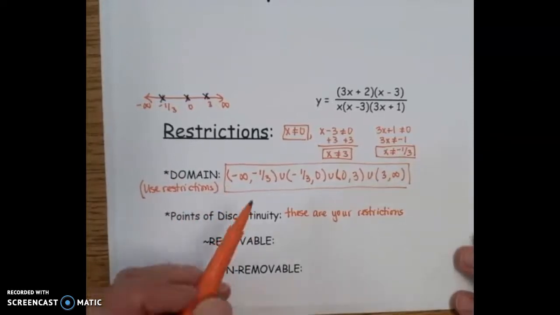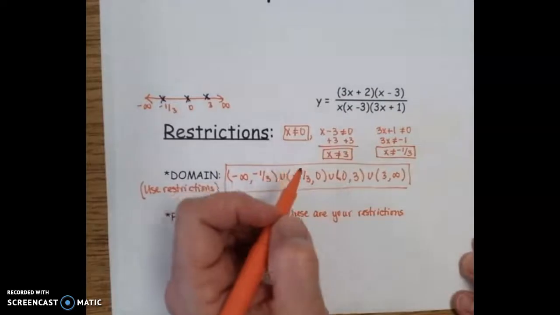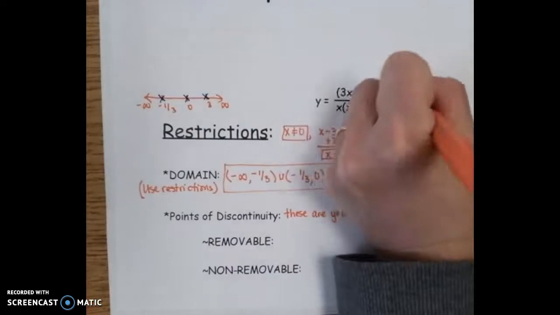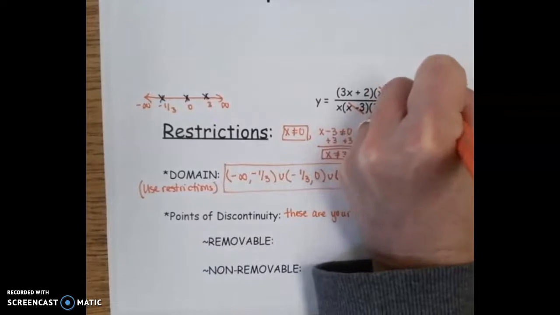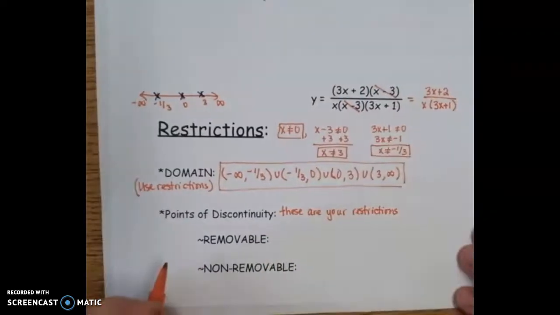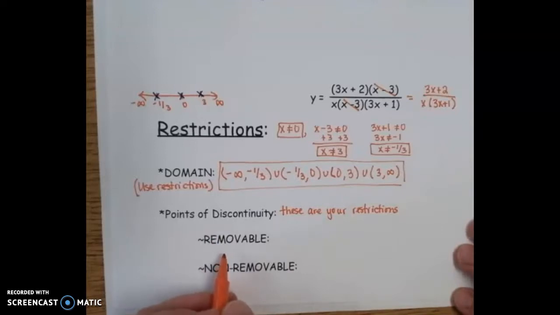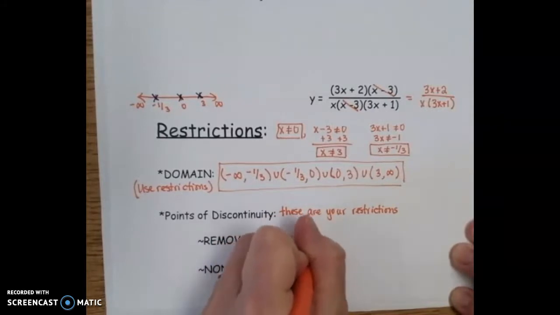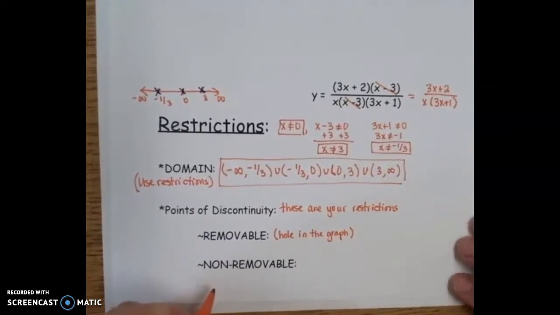So if we think about our function, we can simplify this because we have some common factors. So I could cross out these two x minus 3s, and this would simplify to 3x plus 2 over x times 3x plus 1. So there's two types of points of discontinuity. There's removable and there's non-removable. So the removable point of discontinuity means there's a hole in the graph. And we'll look at that a little later when we start graphing.